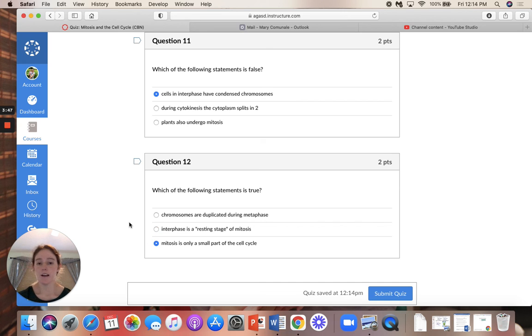So I'm going to go with that last one on that one because while interphase is resting, it also is part of the cell growing and it's part of synthesis where the DNA is replicating. So the cell is not just hanging out there. Interphase is also made for checkpoints to make sure that the cell is duplicating its DNA correctly and everything is going according to plan. So we'll go with that last one being the best true statement.